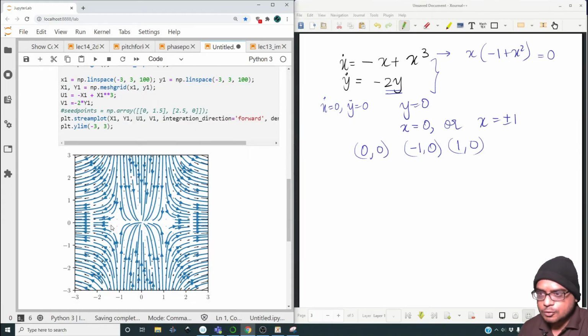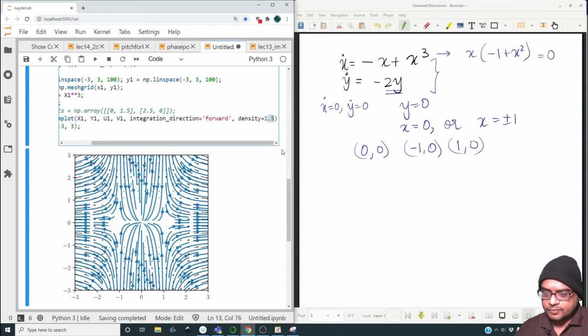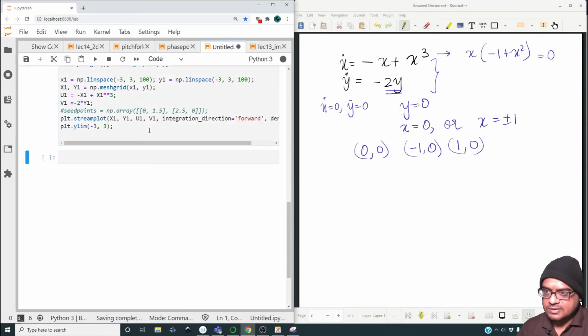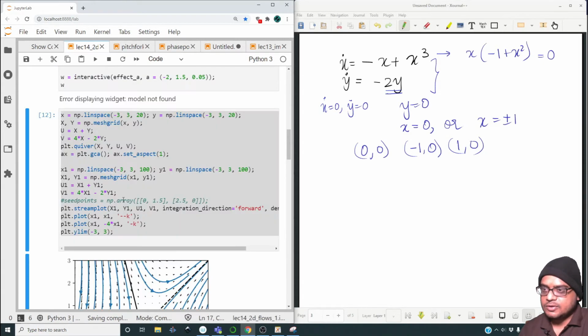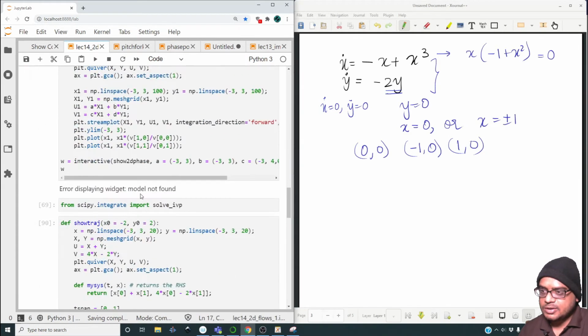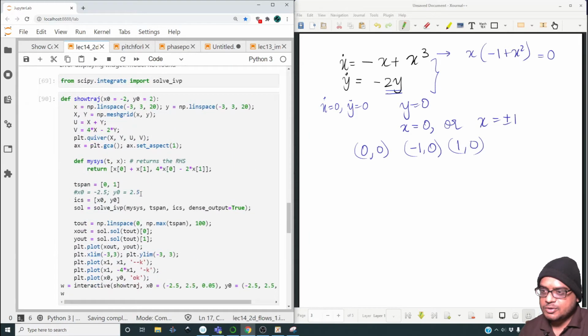Okay, so when we look at this particular plot, we see that the trajectories or the streamlines are being attracted towards the origin, while we do have some kind of a hyperbolic flow happening around (1, 0) and (minus 1, 0). Let me keep these streamlines as well. Along with this, let me plot the trajectories. So let me copy a snippet that we had done in one of the previous examples.